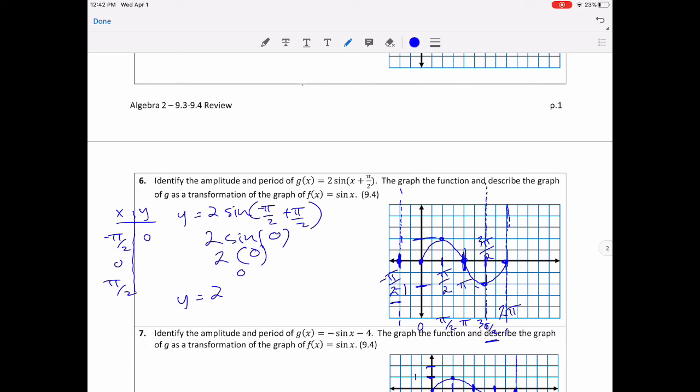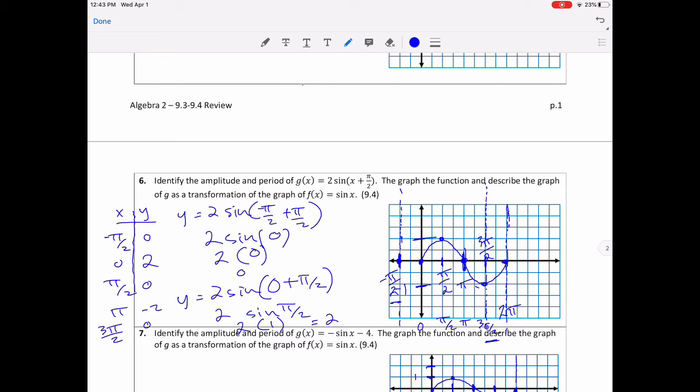Let's do our next location. Well, 0 plus pi halves is pi halves. What's the sine of pi halves? Well, the sine of pi halves, 90 degrees. What's the y value at that location? 1. 2 times 1 equals 2. And then 0, and then at pi, it should be at negative 2. And of course, you can go in and plug all these in and evaluate them just to confirm.